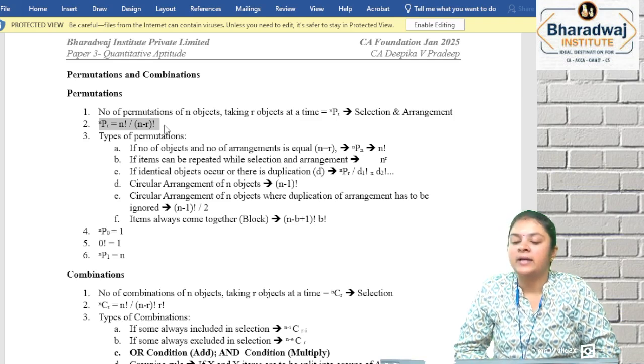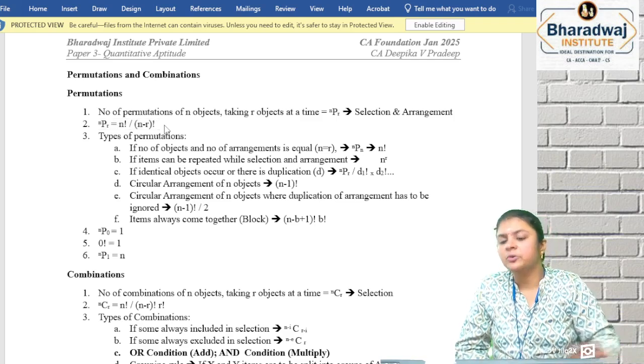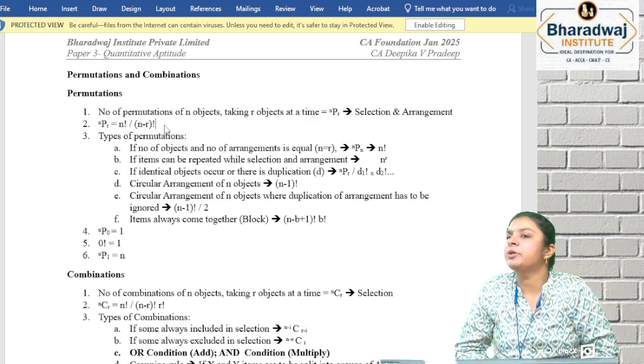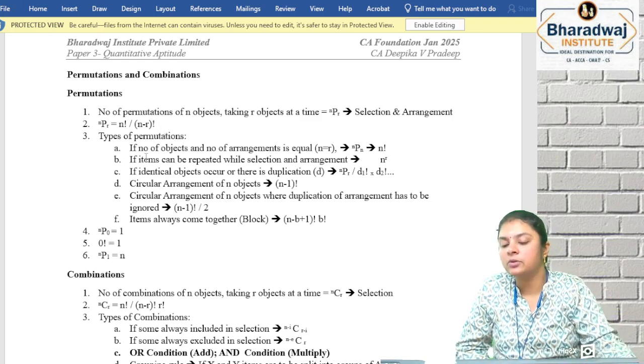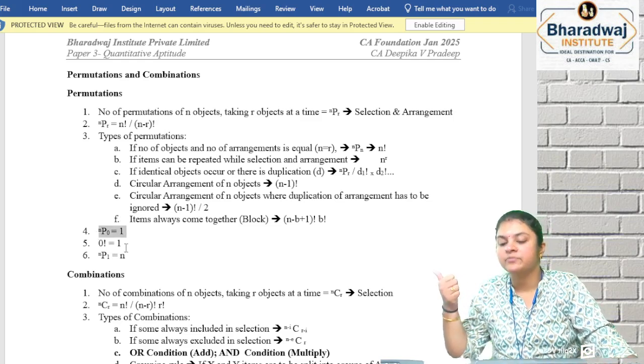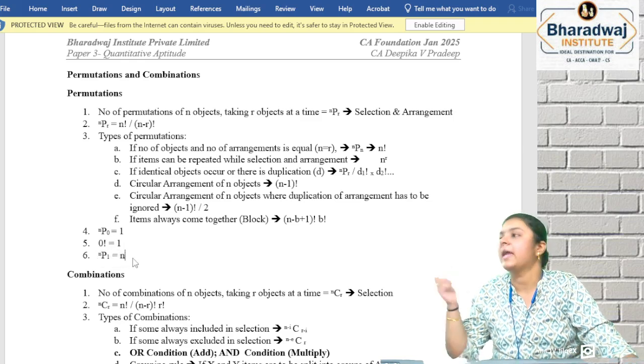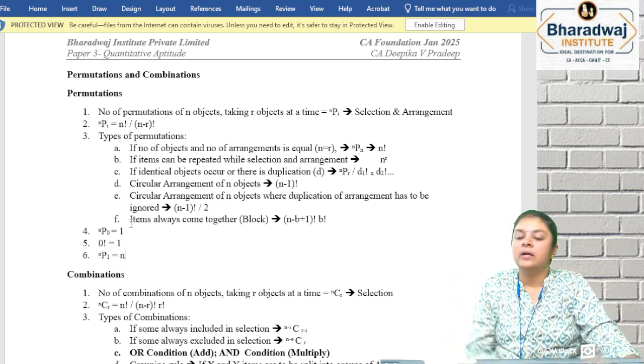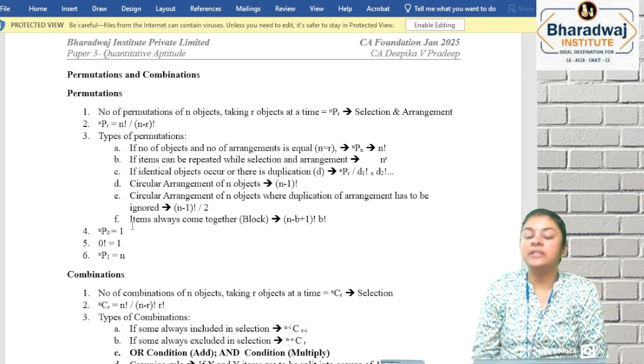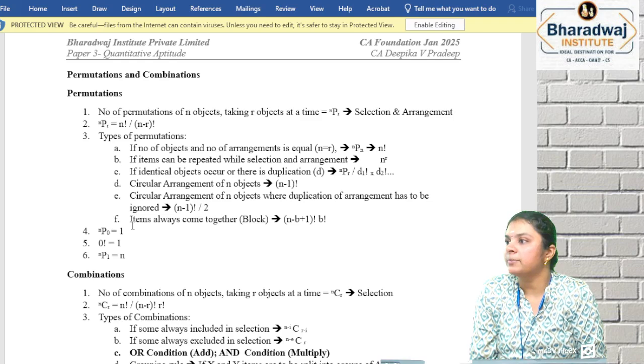Factorial is expanded as 1 into 2 into 3 and so on till the given value of n or r, whichever it is. Now coming to basic rules, nP0 is equal to 1, 0 factorial is equal to 1, and nP1 is equal to n. Now let's come to the different models of questions under permutation.